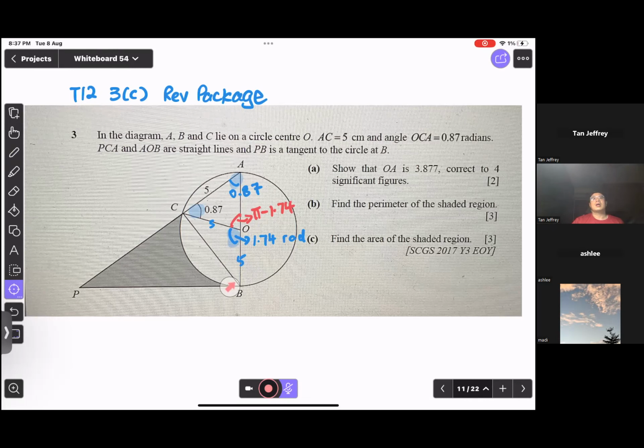How to find these two sides? Okay, how do I find OCA? Oh, okay, so I can take this angle. I can find this side. I can find this side. Okay, I know how to do it.